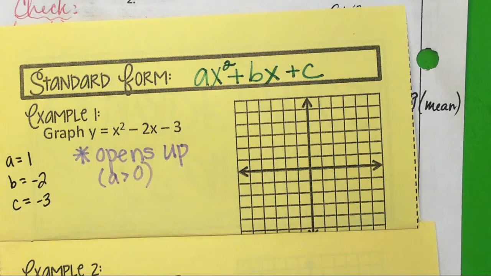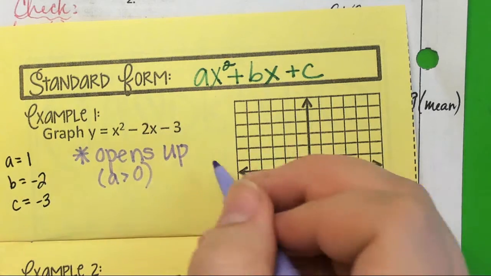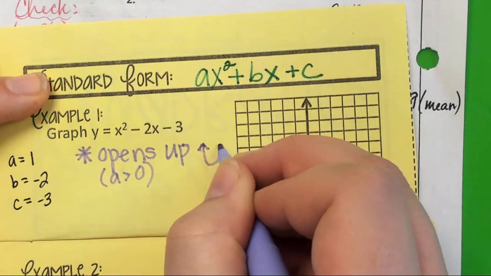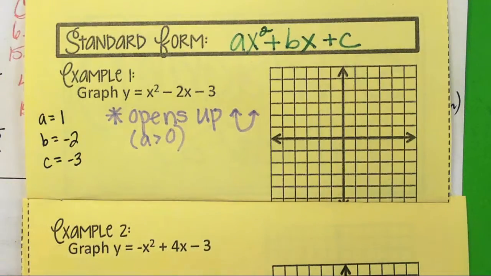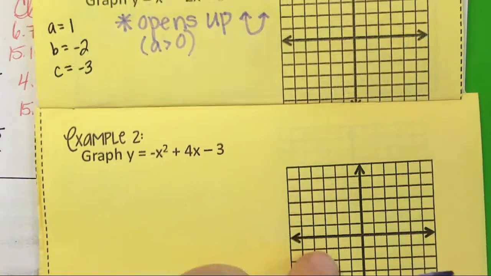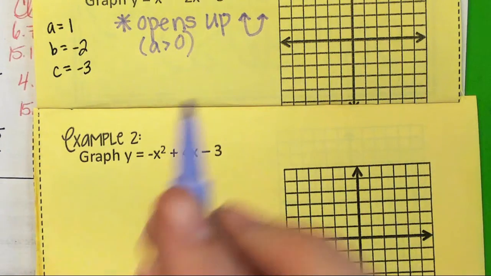Does opens up mean a happy face or a sad face? Happy face. Opens up would mean we're smiling. John David is right. So we look at that A. All of the ones you were doing yesterday, I believe, were all a positive A, so they were all opening up. Okay, so I'm going to help you fill in some stuff. You're still going to have to graph it yourself. Looking at example 2, how should it open?